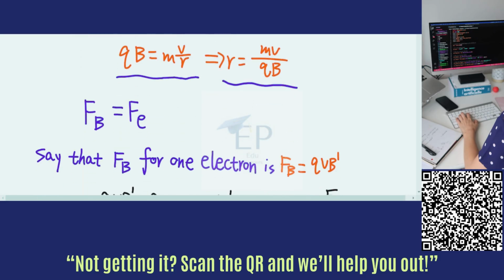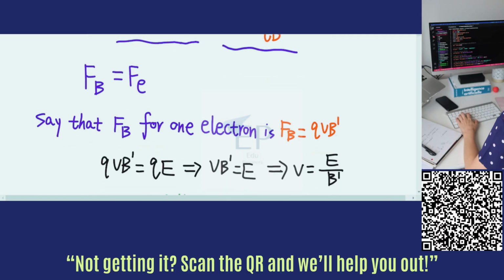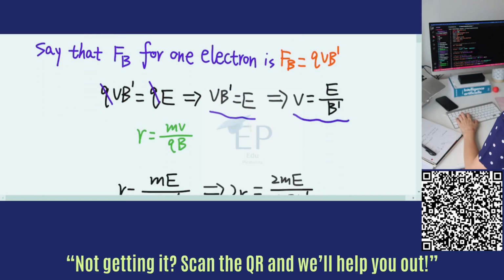So say that the magnetic force for one electron is FB equal to QVB prime. So we have QVB prime is equal to QE. And as you can tell, Q here can be cancelled out. And this will give us VB prime is equal to E. So V is equal to E over B prime.